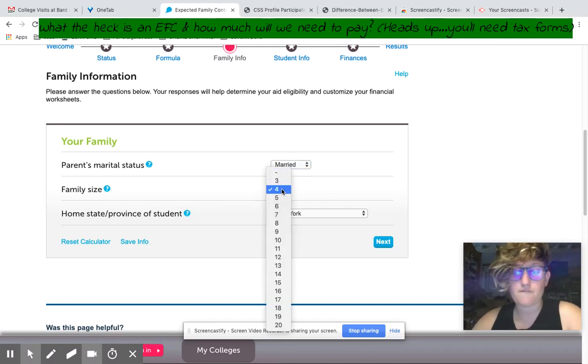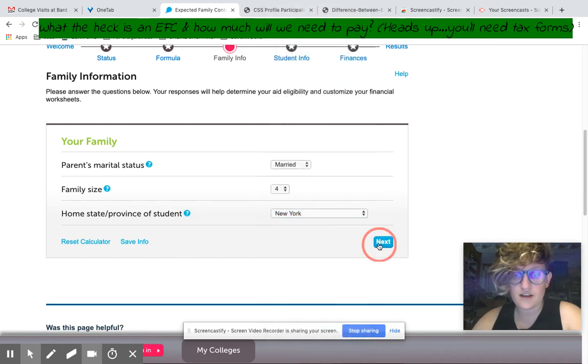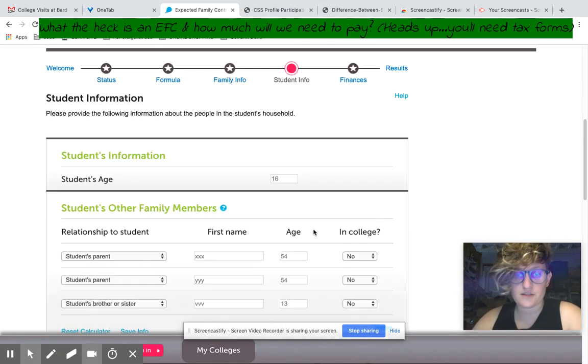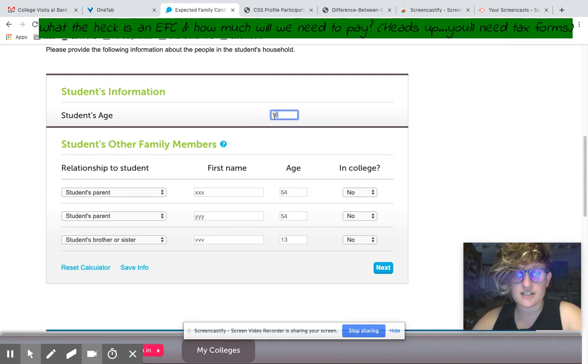Family size, 4, let's say. Home state of the student, that's New York. And we're going to hit next. I've already filled some of this out. So the student's age is 16 right now. I put the student's parent, put their name. It's okay to put your name. They're not going to use this information for anything.